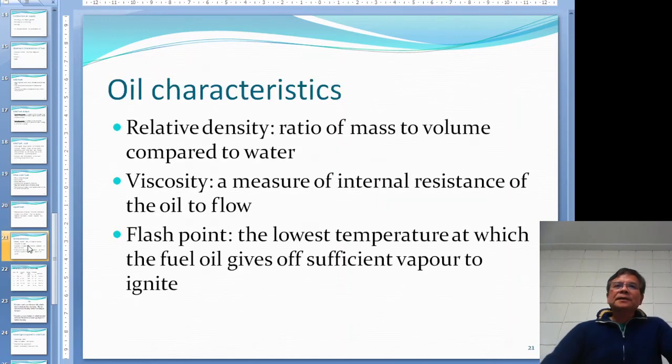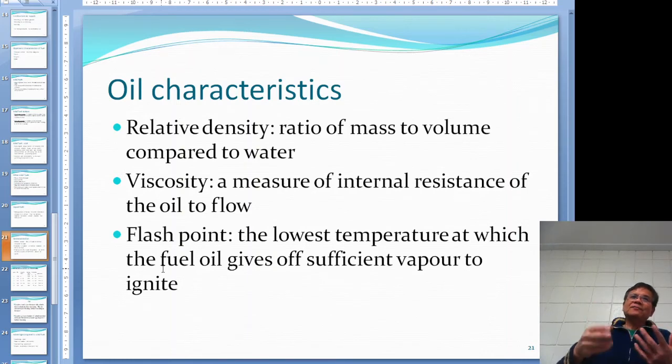Okay. Now, relative density is a ratio of mass to volume, and then you compare to water. Take water as one. So if the relative density is less than one, that means it's lighter than water, and heavier than one, heavier than water. Now the viscosity is a measure of the internal resistance for the oil to flow.